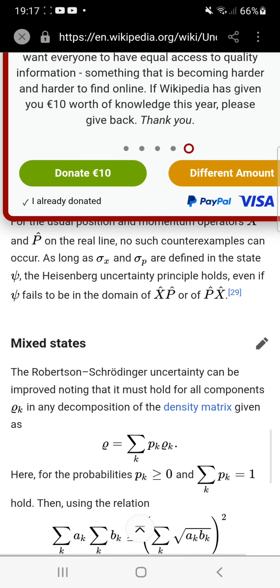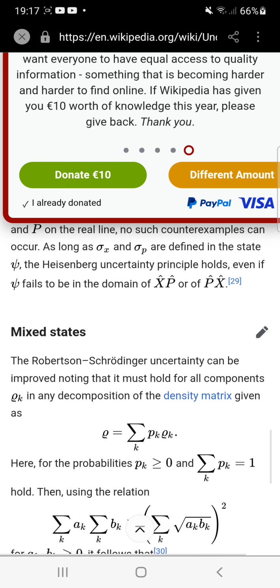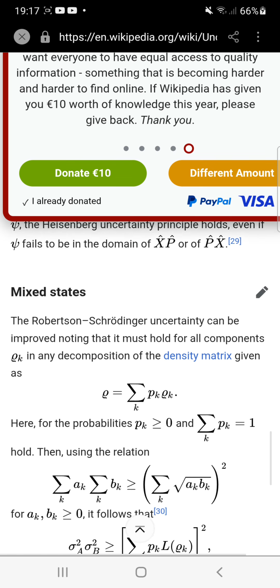As long as sigma x and sigma p are defined in the state G, the Heisenberg uncertainty principle holds even if G fails to be in the domain of X hat check, B hat check, or of P hat check, X hat check.